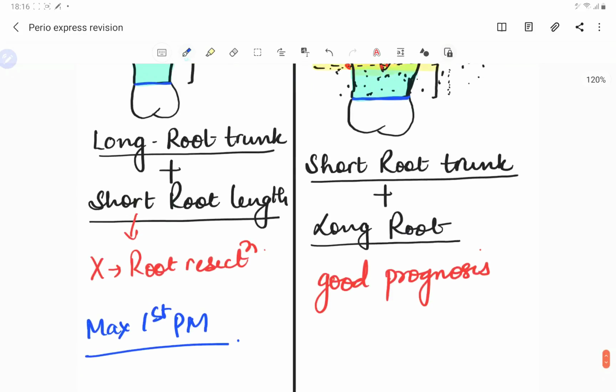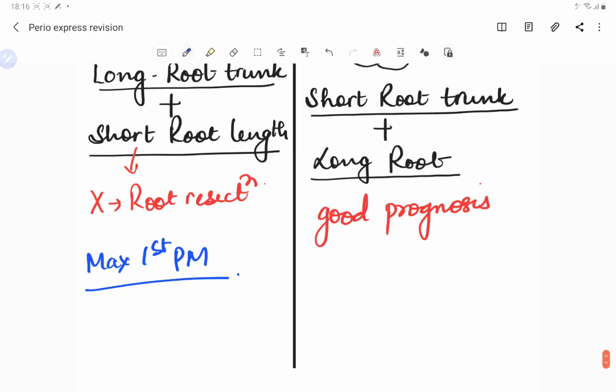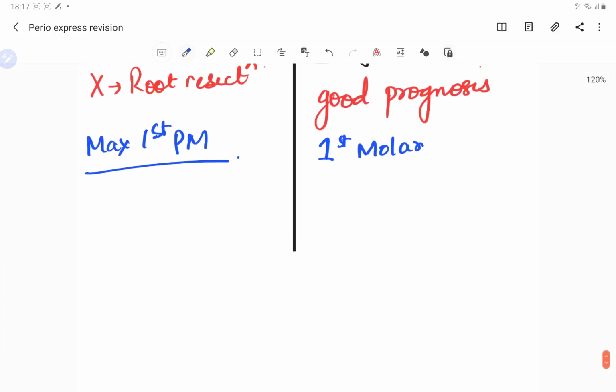So the example for the short root trunk is the first molar. So the first molar basically has got a shorter root trunk as compared to the second molar. So guys, maxillary teeth, also remember that maxillary teeth have a poor prognosis as compared to the mandibular teeth.